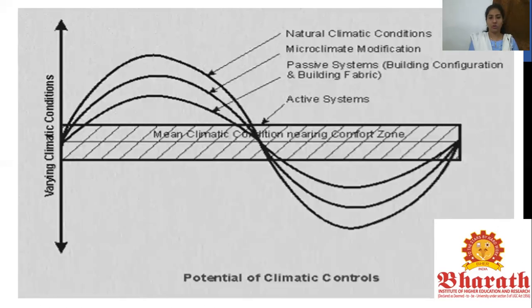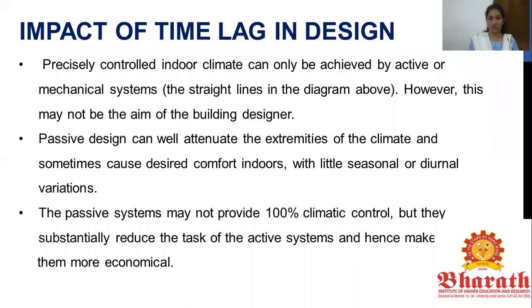So it's talking about how, to attain this basic mean climatic comfort zone, the natural climatic conditions, your microclimate modifications, your passive systems, and your active systems all have to try and achieve that one comfort zone. That is what we are trying to say.